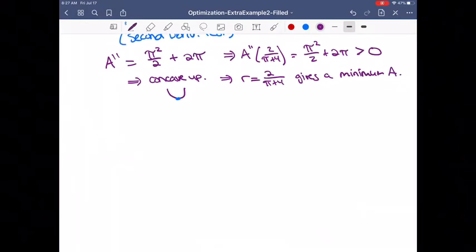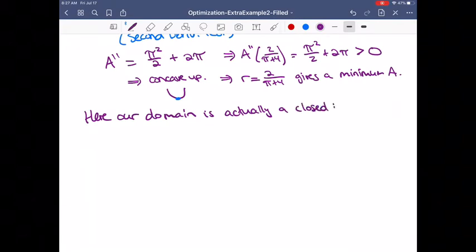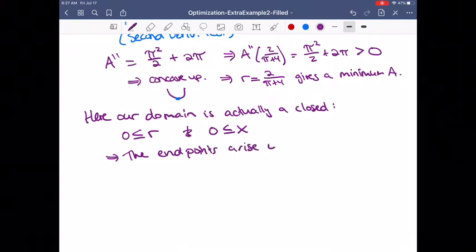So here our domain is actually a closed interval. I don't know off the top of my head what the biggest r can be, but I know that r is at least 0 and it could be 0, as is x. So that means that the endpoints arise when r equals 0 and when x equals 0.